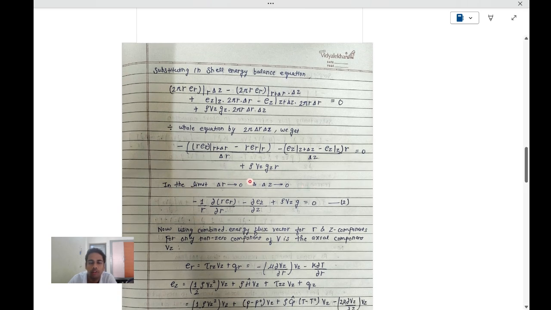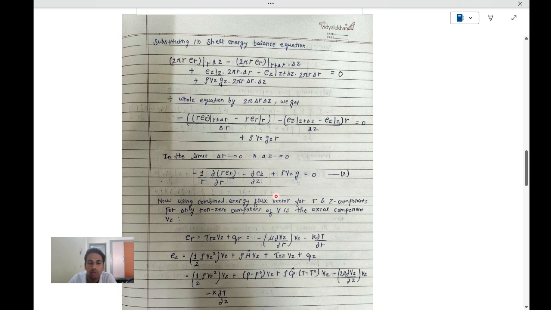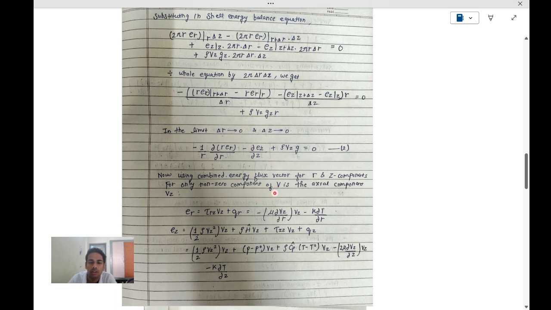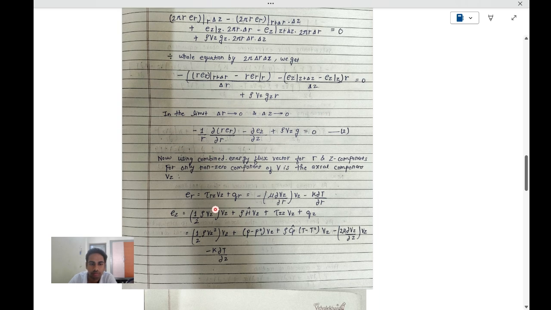Now, using the definition of differentiation, as the limit of delta r and delta z tends to 0, we will get the partial differential equation: minus 1 by r del r Er upon del r minus del Ez upon del z plus rho vz equal to 0. This is our differential equation for the system.